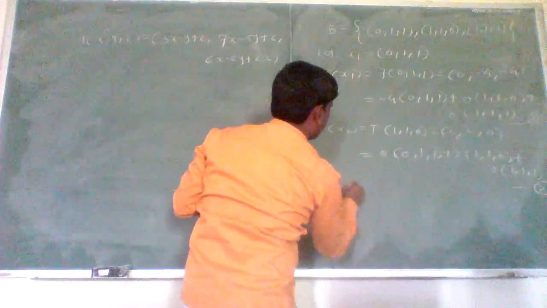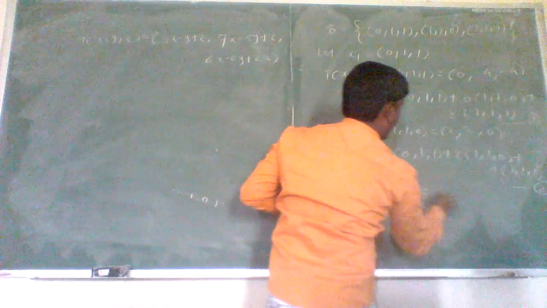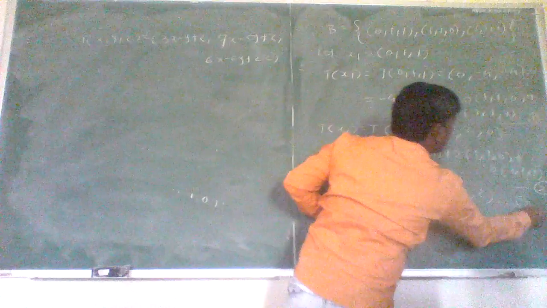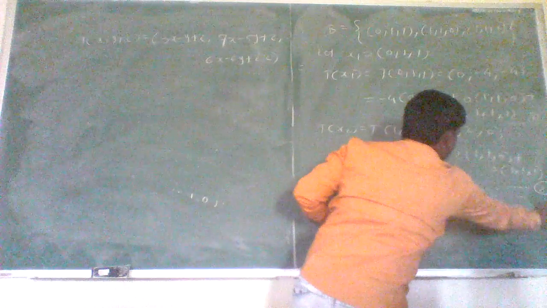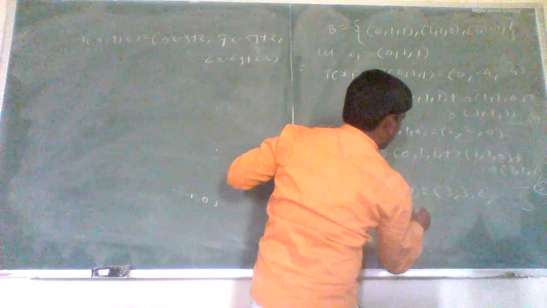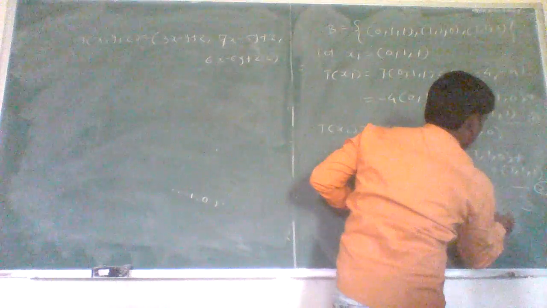So this one is the first, this one is the second, and the third is T of (1, 1, 1). Already we have found T of (1, 1, 1), which is (3, 2, 2). This third one can be written as 0 into (0, 1, 1) plus 1 into (1, 1, 0) plus 2 into (1, 1, 1).